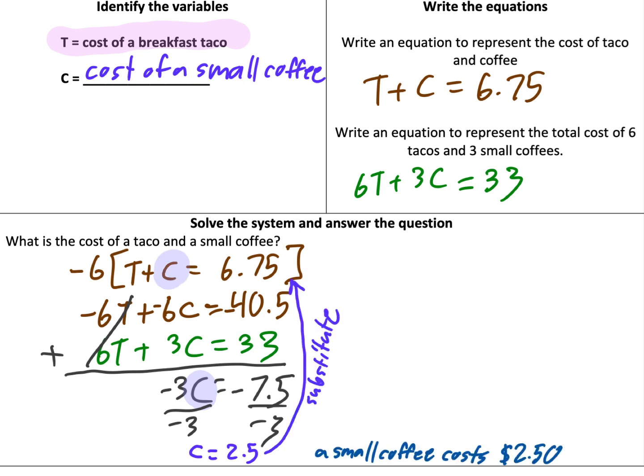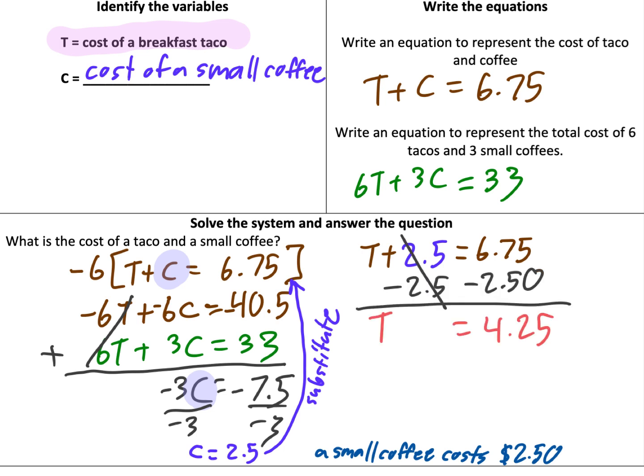We can now substitute this value into our initial equation, t plus c equals $6.75. That means t plus $2.50 is $6.75. We can subtract the $2.50 from both sides, and we are left with t is equal to $4.25. That means that a breakfast taco costs $4.25. Now, try the remaining real-world problems on your own.